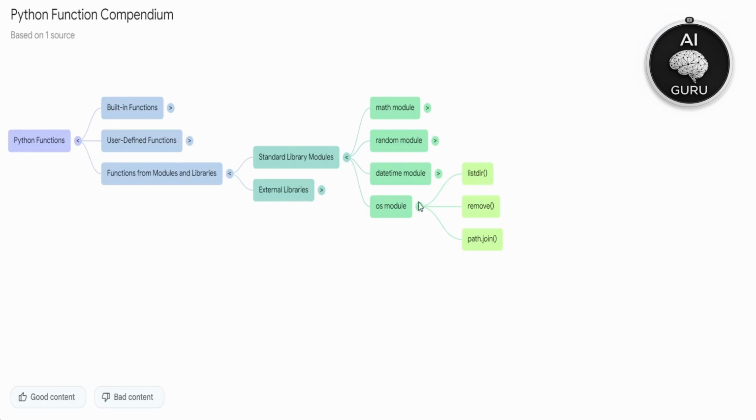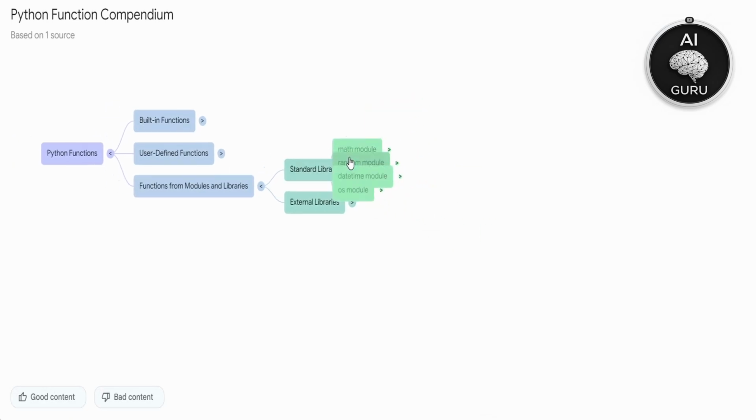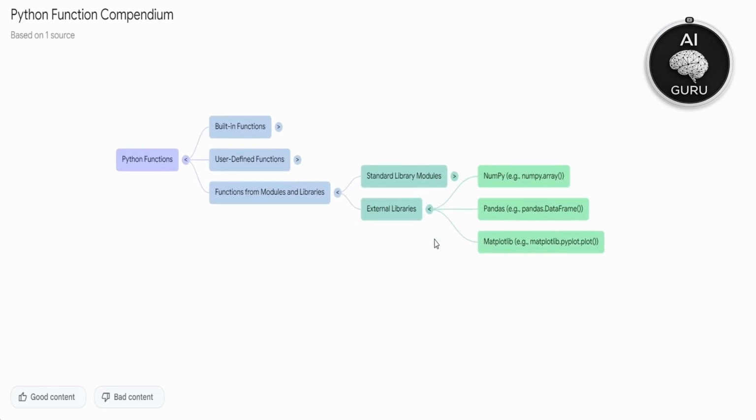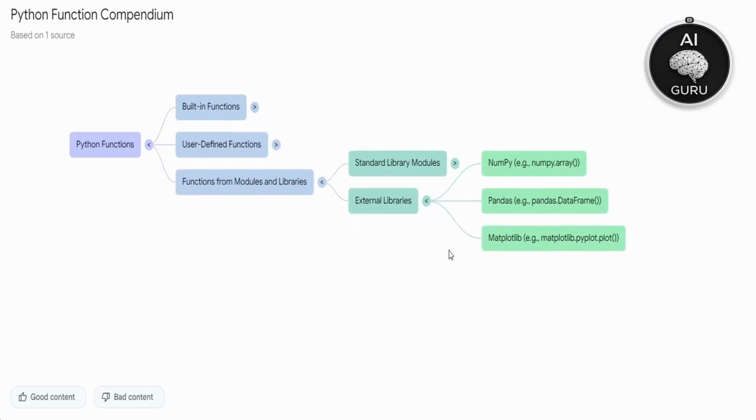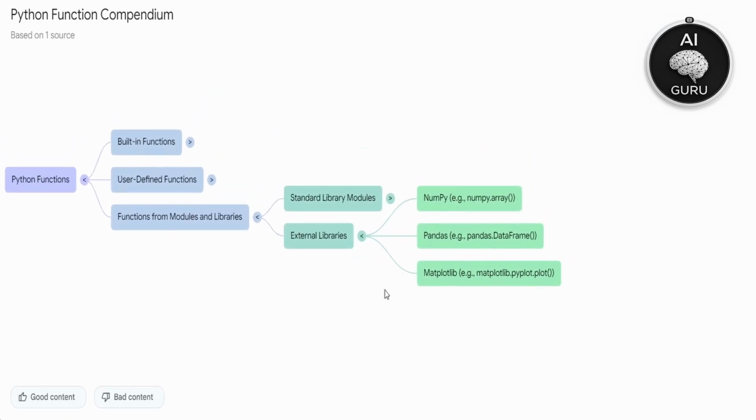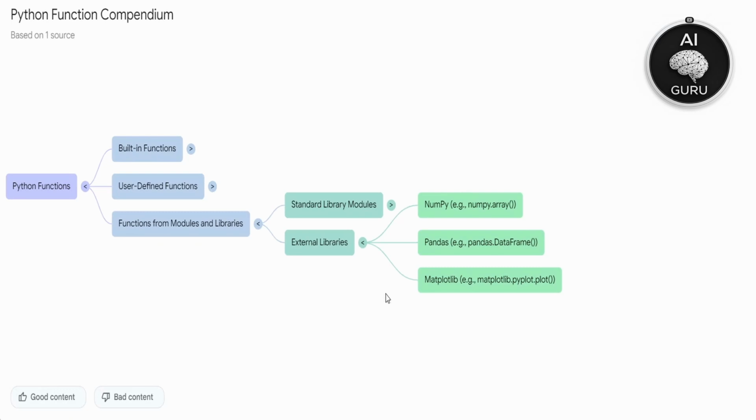And then there are the external libraries. This is where things get really specialized. Yeah, this is the universe beyond the standard install. Think of giants like NumPy. If you're doing serious number crunching, especially with large arrays or matrices, Python lists are too slow. NumPy's numpy.array is incredibly fast.